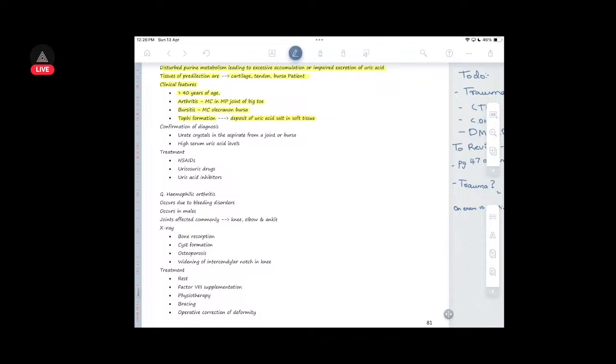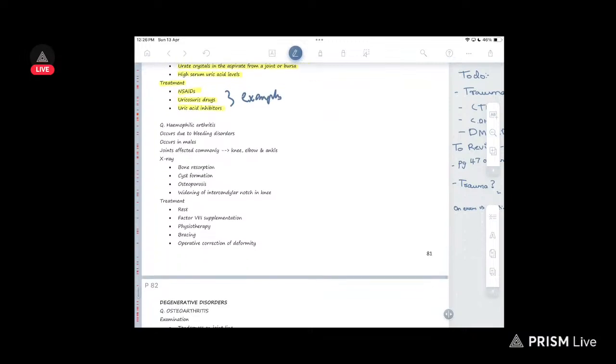Then confirmation of diagnosis: you have urate crystals in the aspirate from a joint or bursa. You have high serum uric acid levels. So treatment: you can give NSAIDs, uricosuric drugs, and uric acid inhibitors. Examples they haven't given. You have to read that.